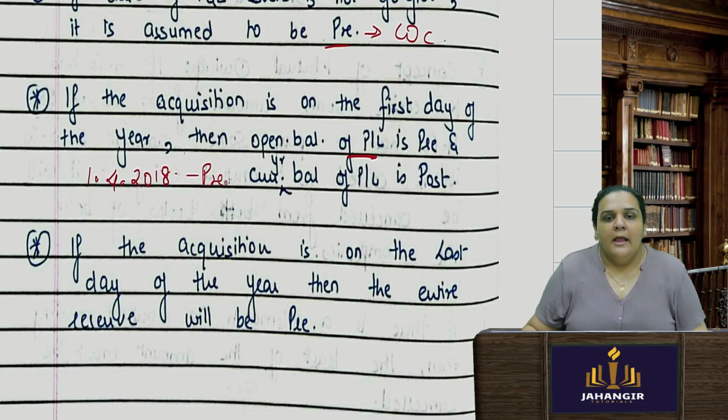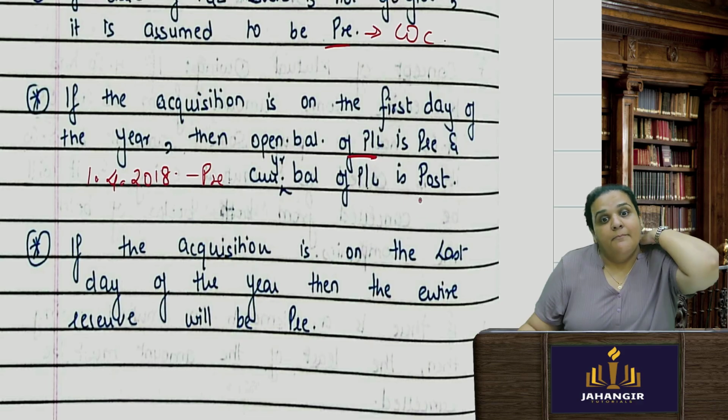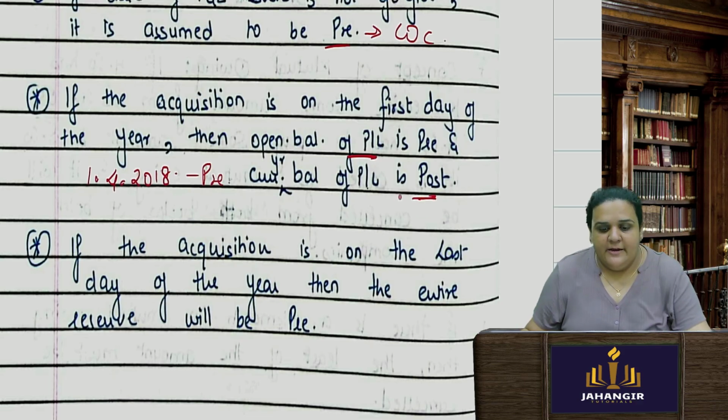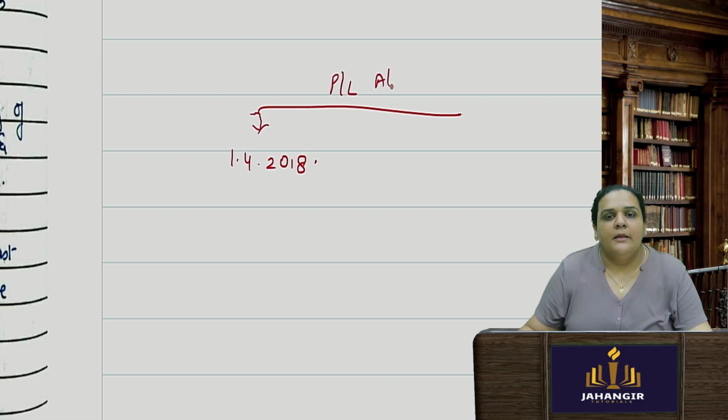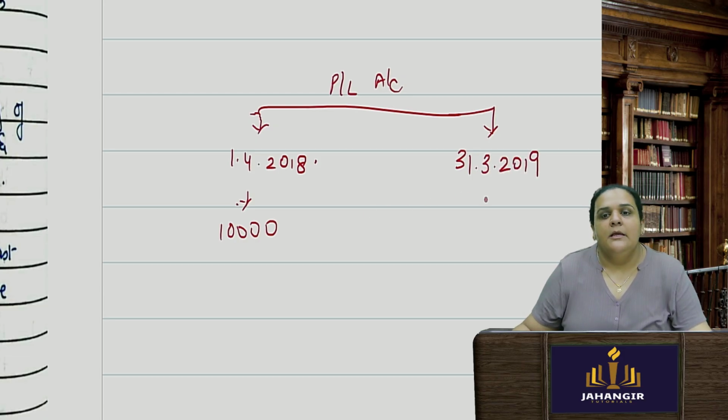Okay. And current year's balance, current year, will become post. Say if I tell you, I started with 1st of April 2018. The P&L account had an opening balance of rupees 10,000 on 1st of April 2018. On 31st of March, at the time of closing, the P&L balance was 30,000.